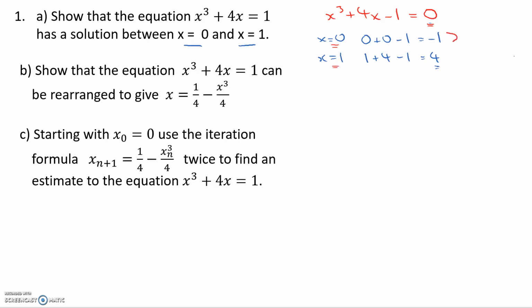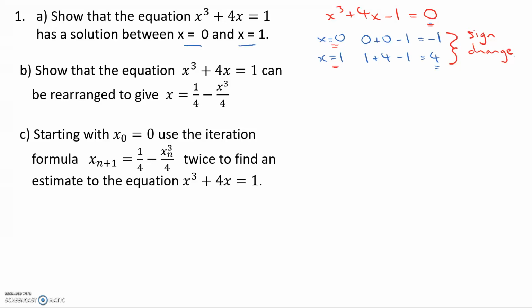Now the absolute safest way to ensure you get the last mark is to state that there's a sign change between those two answers. So from negative 1 to positive 4, there's a sign change there. Okay, and that means that our solution of 0 must be between those two values, so that sign change proves that the solution for x must be between 0 and 1. Okay, so substitute in the two values they give you for x. You'll get one positive, one negative answer. Make sure you state there's a sign change between those two values.